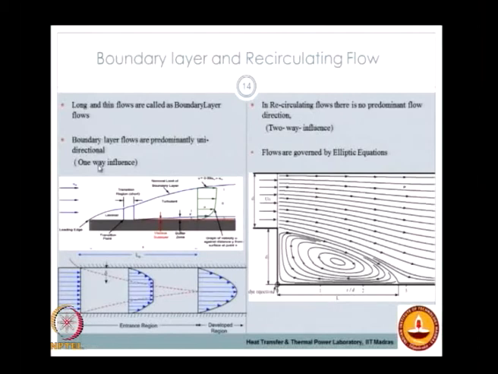and outside the boundary layer where the viscous effects can be neglected and the flow can be treated as potential flow. So here the nature of the equations is that there is a one-way influence from the leading edge of the plate downstream, and these kinds of equations are called parabolic equations, where predominantly unidirectional influence of the flow is seen, and these are called boundary layer kind of flows.